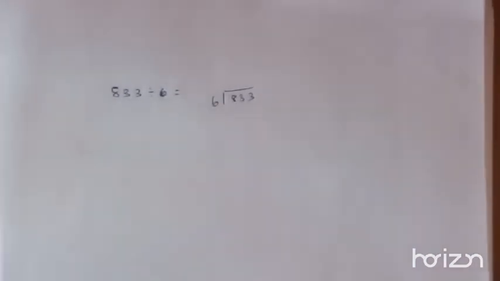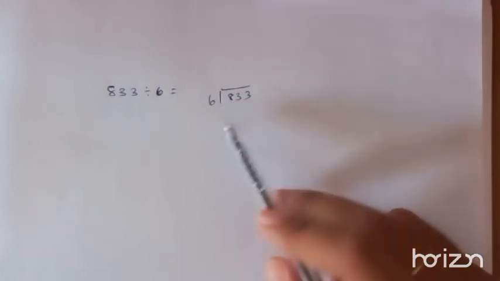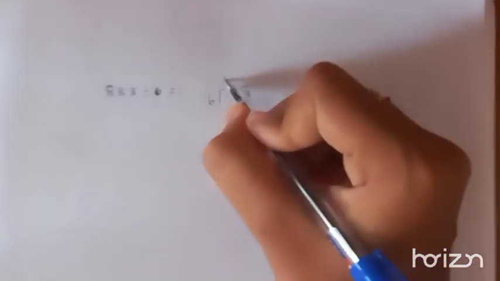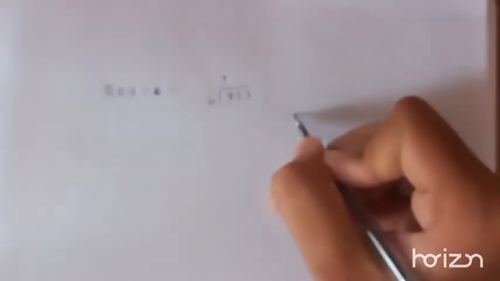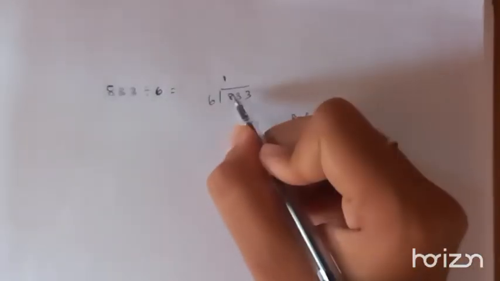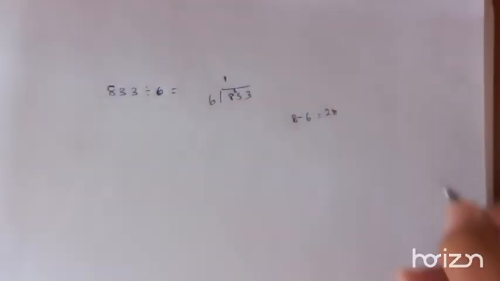I'm going to look at how many 6s go into 8, and I realize only one 6 goes into 8. So 1 times 6 is 6, and we have an 8 here, so 8 take away 6, we would have 2 remainder. That 2, I'm going to move to the next column and put a small 2 over here. That means I have a 23 there.